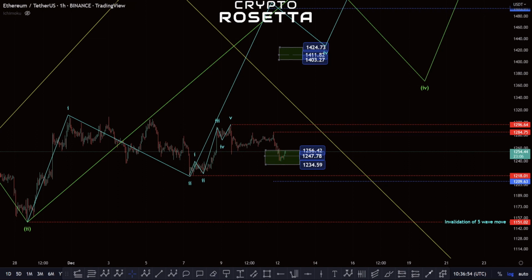We're having a look at Ethereum against its USDT pair. We've come down quite nicely into the zone that we had mapped out yesterday. If you want to see that, jump onto the video that you can find on the channel and you'll see that we have this nice little mapped up zone here. So now what's important is what happens from this point.